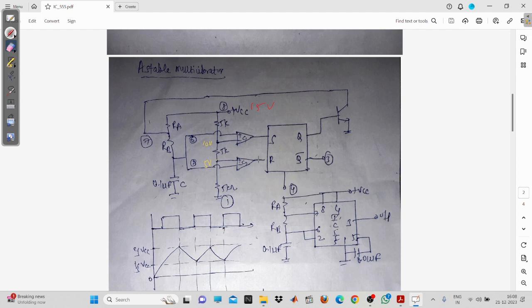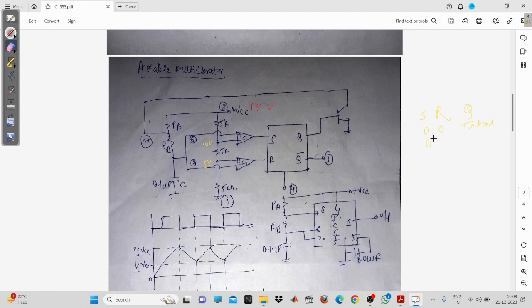The output of the comparator depends upon the input which we are applying, and the same input, that is the voltage across the capacitor, will be given to these two inputs. So you have got the discharging path also, and this transistor operation depends upon the flip-flop operation. In the flip-flop operation, when S equals 0 and R equals 0, the output will be the initial state, whatever we have done before, whether the transistor will be on or off.